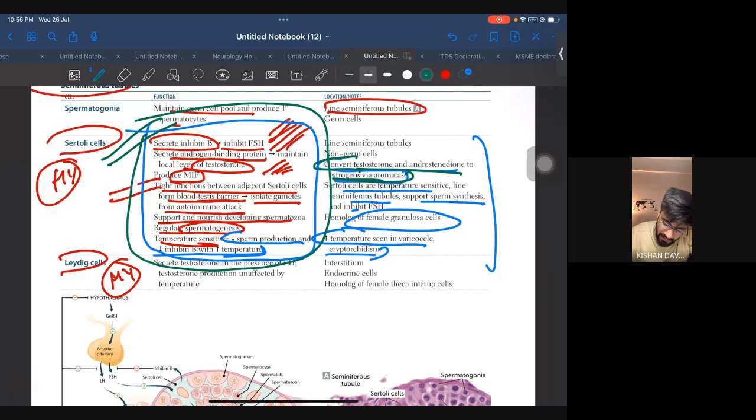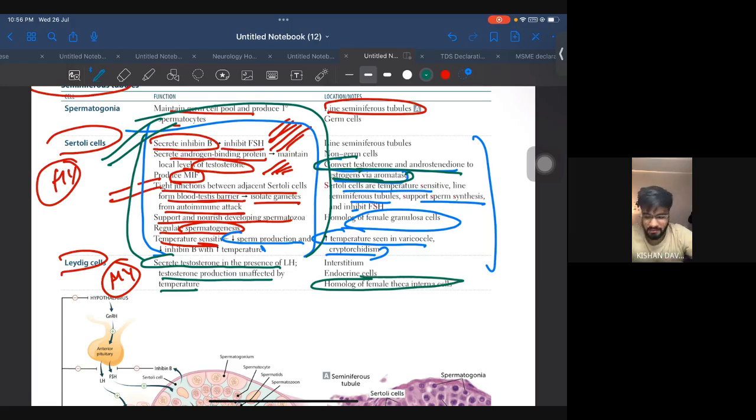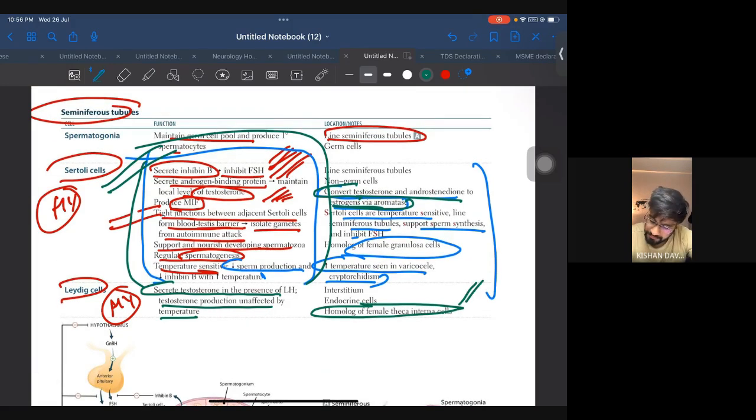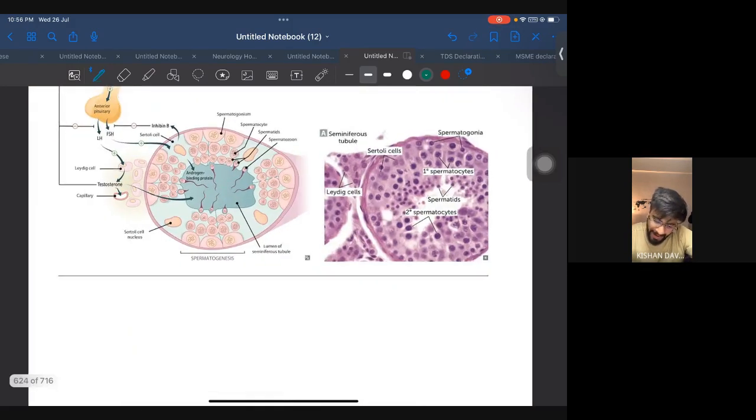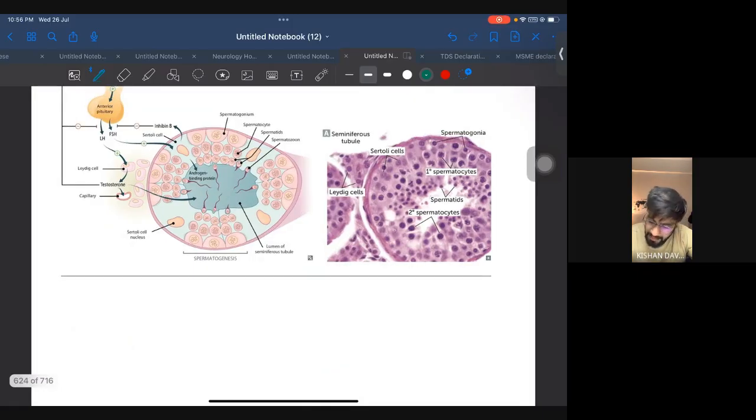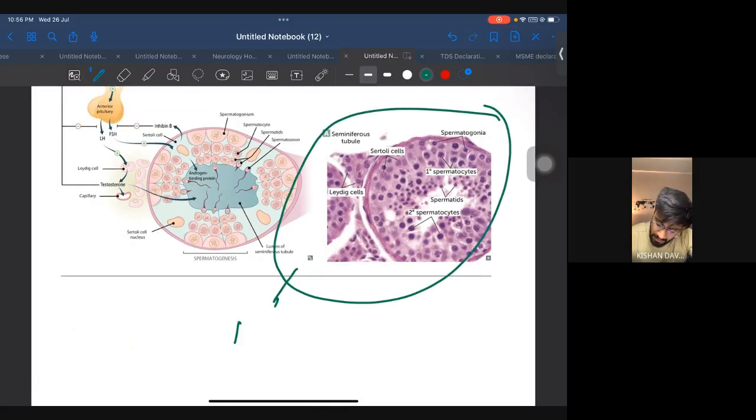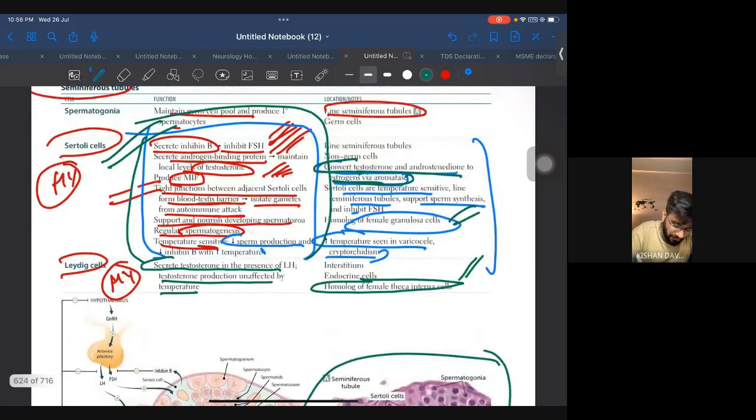Coming to Leydig cells. Let's see what Leydig cells do. Leydig cells secrete testosterone in the presence of LH. Testosterone production is unaffected by temperature. Okay, they are the homolog of female theca interna cells. So they can ask the homolog. Okay, so that's it. You have to remember nothing else. One of these questions was there in NBME, I think a retired NBME. Okay, so have a look once, not necessary, but this function you have to remember for sure.